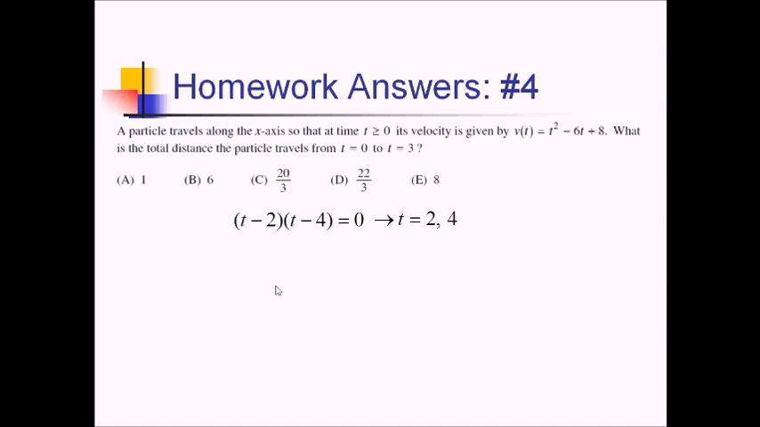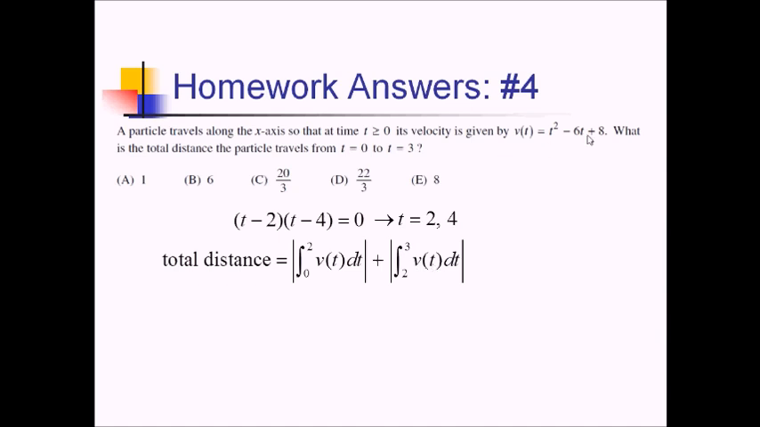from 0 to 3. But because we have a change at 2, we're going to have to split my integral up. So I'm going to be doing total distance equaling the absolute value of the integral from 0 to 2 of my velocity function, but I'm also going to have to add the absolute value of the integral from 2 to 3 of my velocity. The only good news here is that it's the same formula in both places, you're just plugging in different numbers.